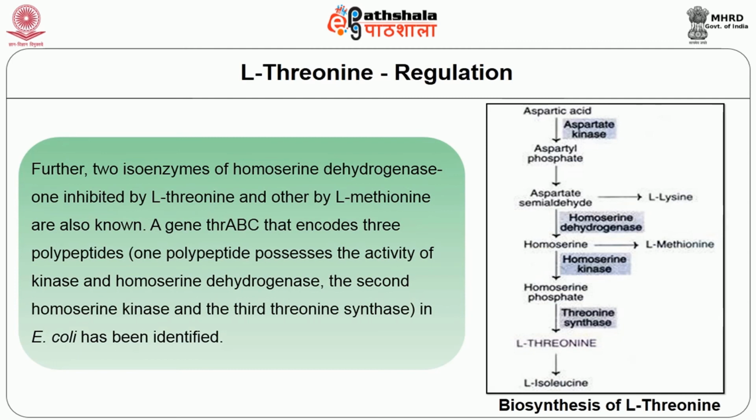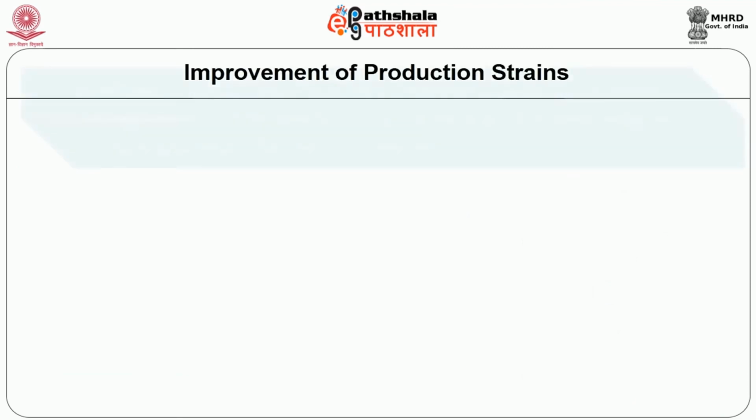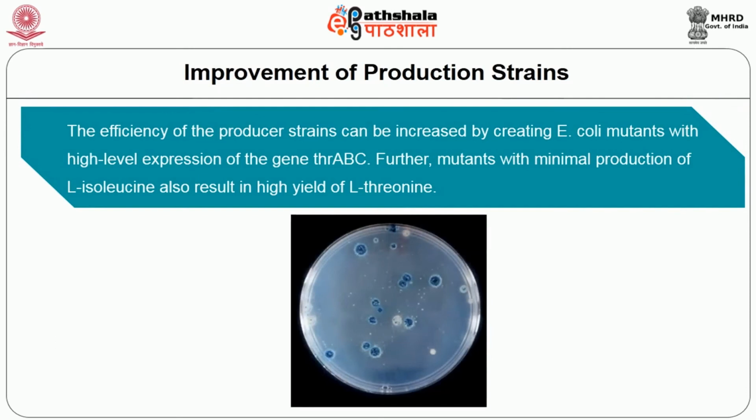A gene thrABC that encodes 3 polypeptides has been identified in E. coli. One polypeptide possesses the activity of aspartate kinase and homoserine dehydrogenase, the second homoserine kinase, and the third threonine synthase. To improve the strain, the efficiency of the producer strains can be increased by creating E. coli mutants with high level expression of this gene, that is thrABC. Further, mutants with minimal production of L-isoleucine also result in high yields of L-threonine.